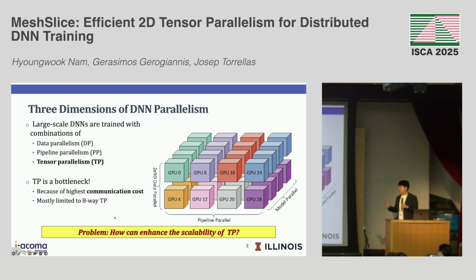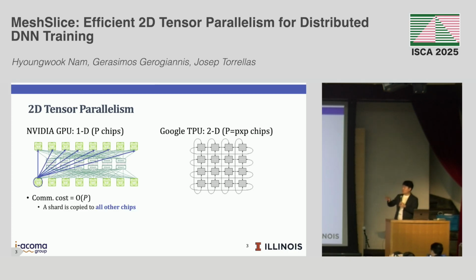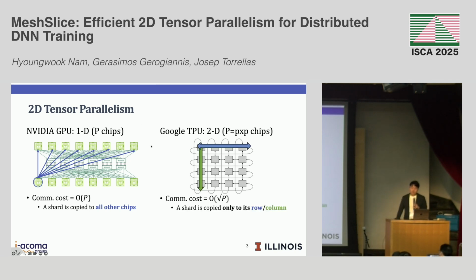So our problem is, how can we enhance the scalability of tensor parallelism? One solution for that is using two-dimensional tensor parallelism. Here I'm comparing 1D tensor parallelism to 2D TP. If you do 1D TP, a shard needs to be communicated to all other chips. But in 2D TP, because the chips are laid out in a mesh, a shard needs to be communicated to only its row or only its column. As a result, it's reducing the communication cost.